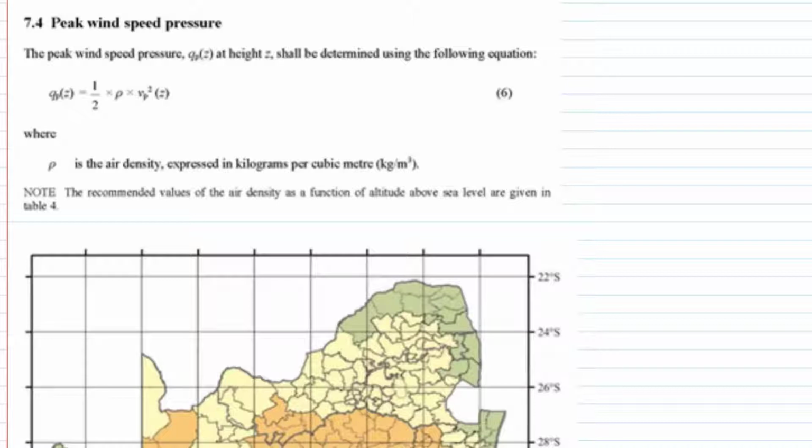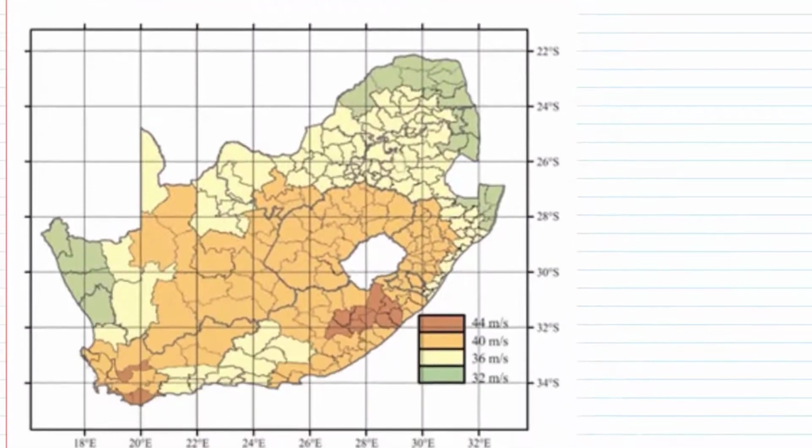Here's the equation for the peak wind speed pressure, which we'll only use later, but I'm just putting it to you right at the start so you can have in your mind the fact that we're trying to get a pressure, and this is a function of the density of air and the velocity squared. And so now let's get down to getting the velocity for our wind.